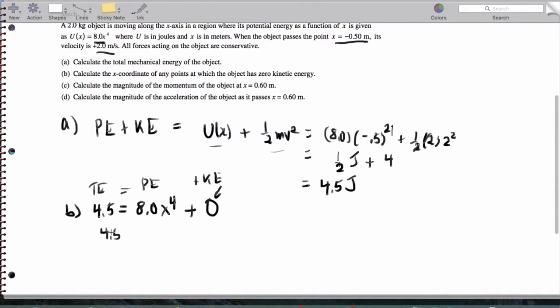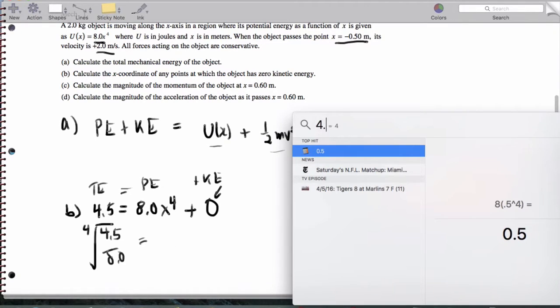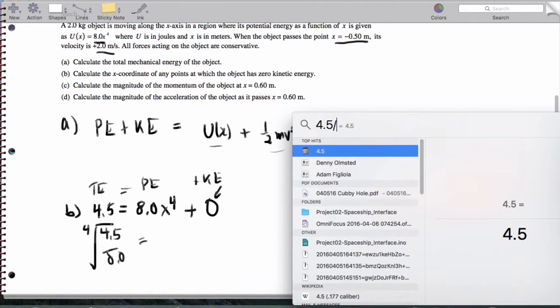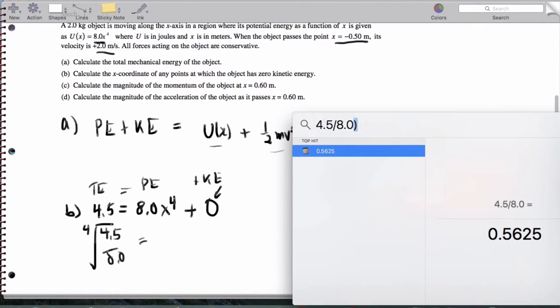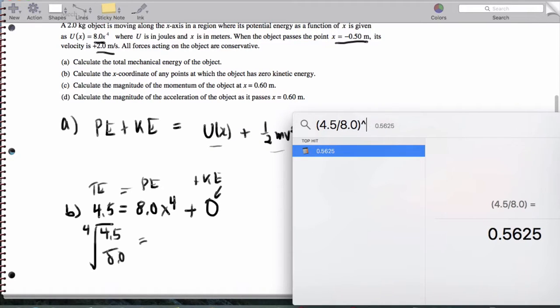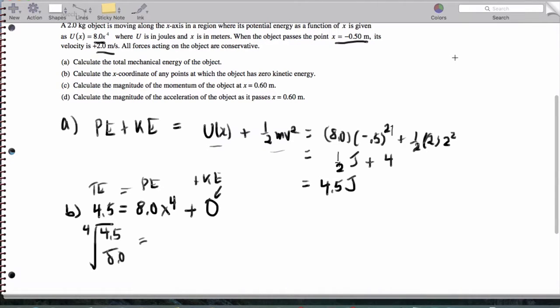So we got 4.5 over 8.0, and we want the fourth root of that. So we're going to take that to the 1/4 power. And so we're getting about 0.87 plus or minus meters.